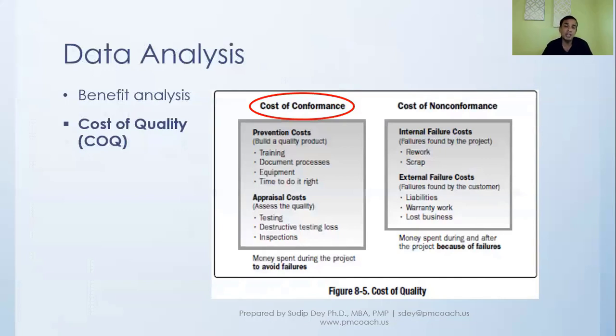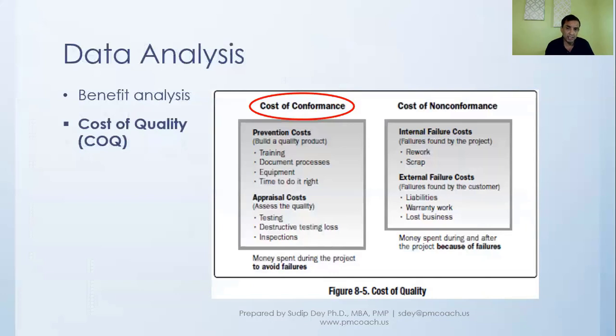As opposed to that, there are some appraisal costs. For example, we do the testing. We are doing destructive testing, or we're doing inspection. What we're doing here is assessing the quality before it leaves the shore, and this is what is called appraisal cost. These are also cost of conformance. So there are two types of cost of conformance. One is the prevention cost, and one is the appraisal cost, like testing, inspection, and so on.